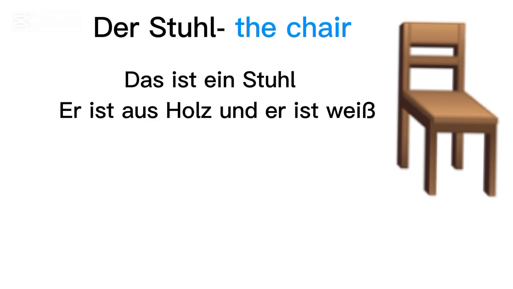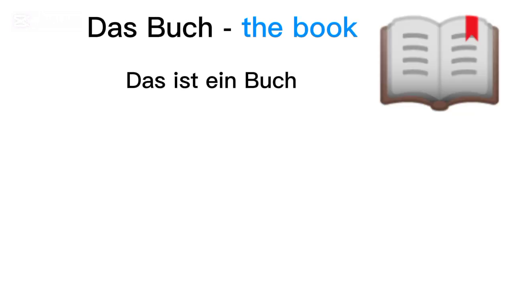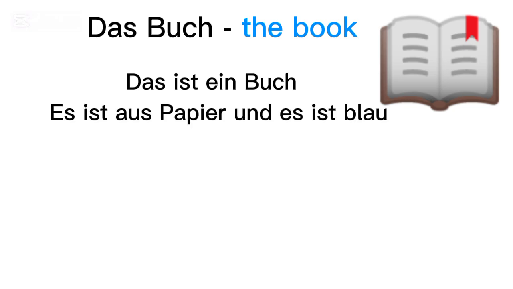Let us now describe something like Buch, das Buch. Remember, it's a neuter noun, so we'll say, das ist ein Buch. Das ist ein Buch. Okay, this is a book. Now we will say, es ist. It is. Es ist grün. Oder es ist blau. Okay, it is green or it is blue depending on the color.